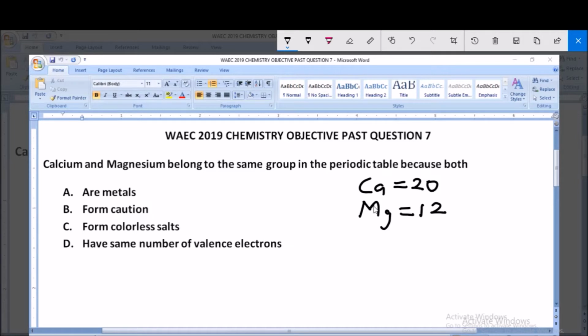Once you've established the atomic numbers for both calcium and magnesium, the next step is to determine the electronic configuration of calcium and magnesium in the KLMNO format. As you may know, the KLMNO format expresses the number of electrons in each shell of the atom.